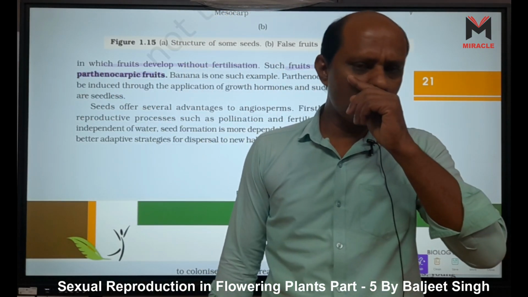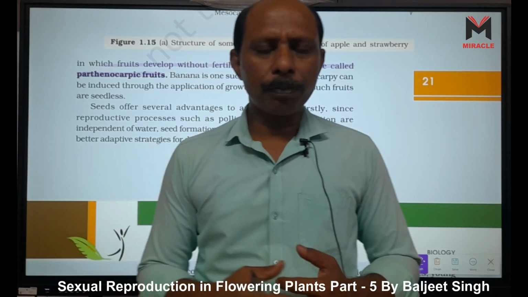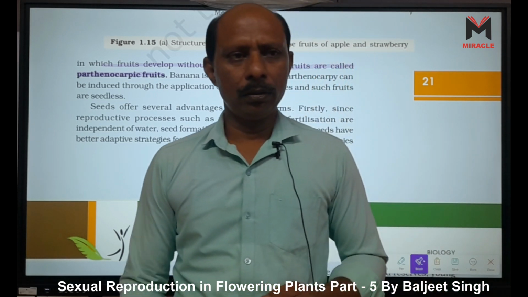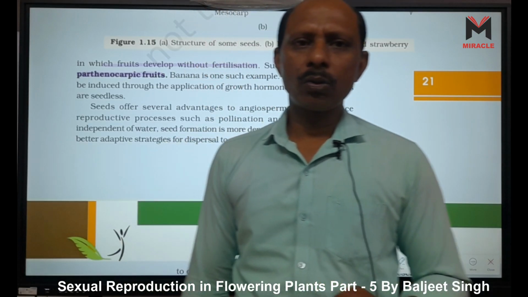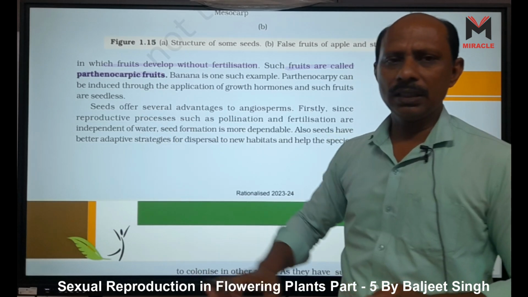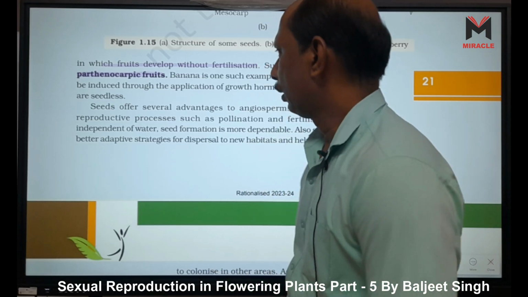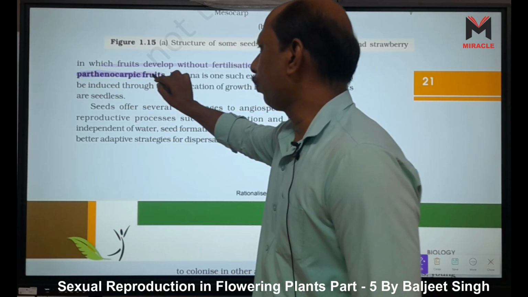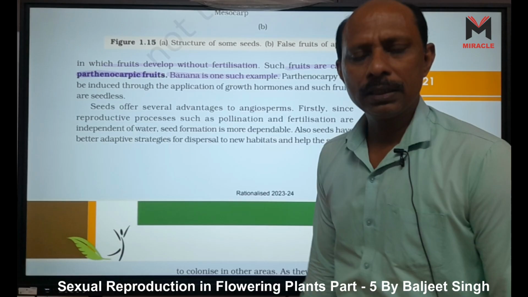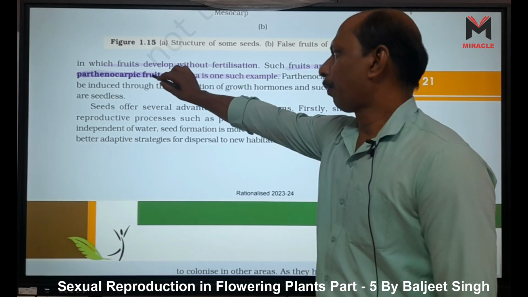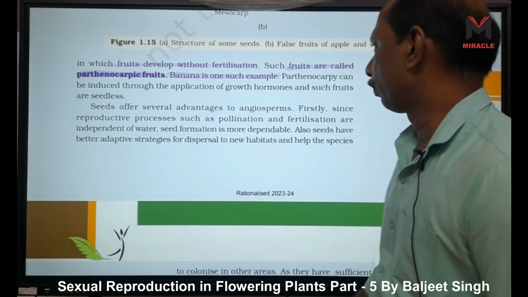But sometimes parthenocarpic fruit is not good, right? In plants like pomegranate, the seeds are edible. When seeds or endosperm are edible, then parthenocarpy is useless, because when seed is not formed, what do we eat? So parthenocarpic fruit means seedless fruit without fertilization. Banana is one such example. You understand, banana has no seeds, so banana is an example of parthenocarpic fruit. In grapes also, seedless grapes are parthenocarpic fruit.